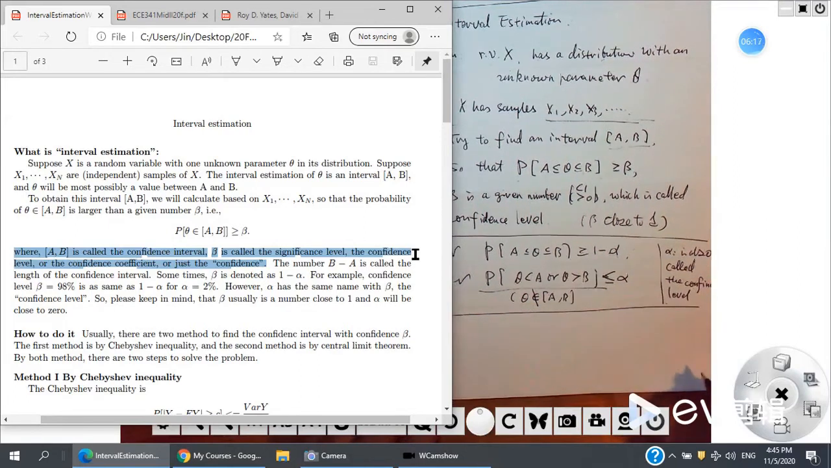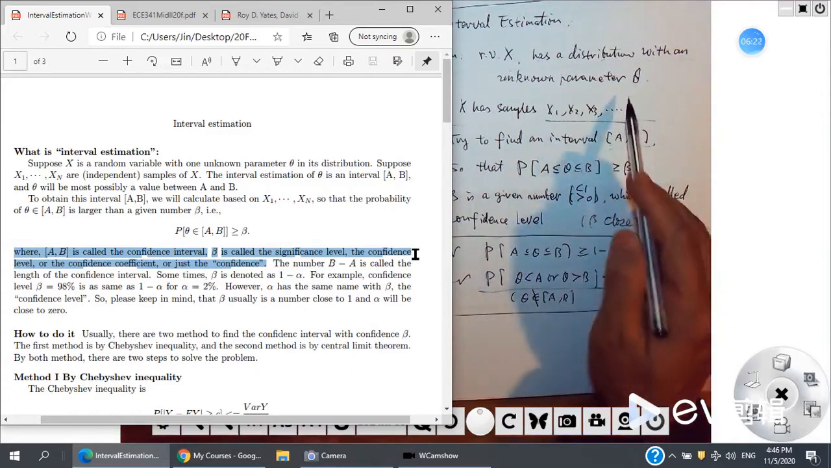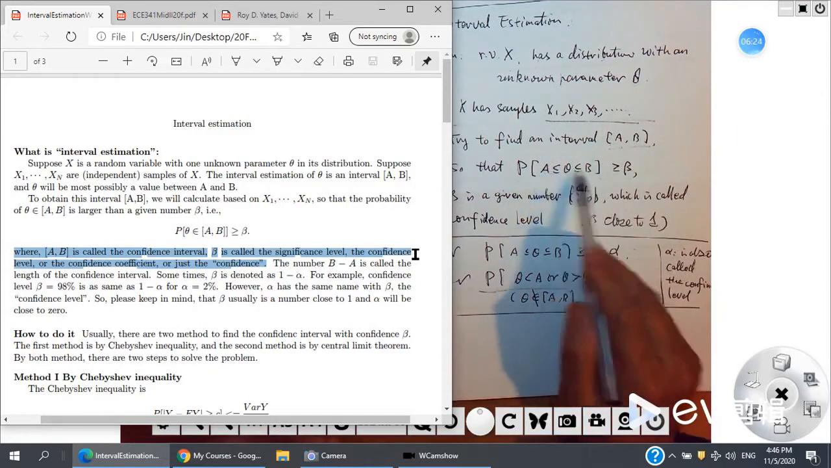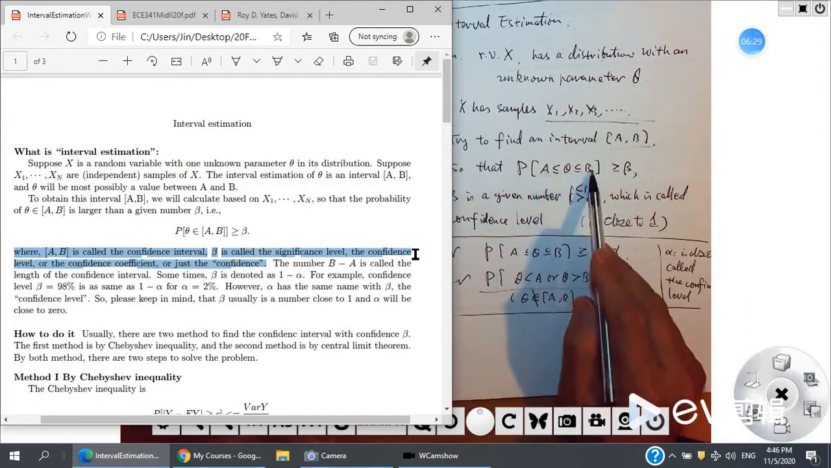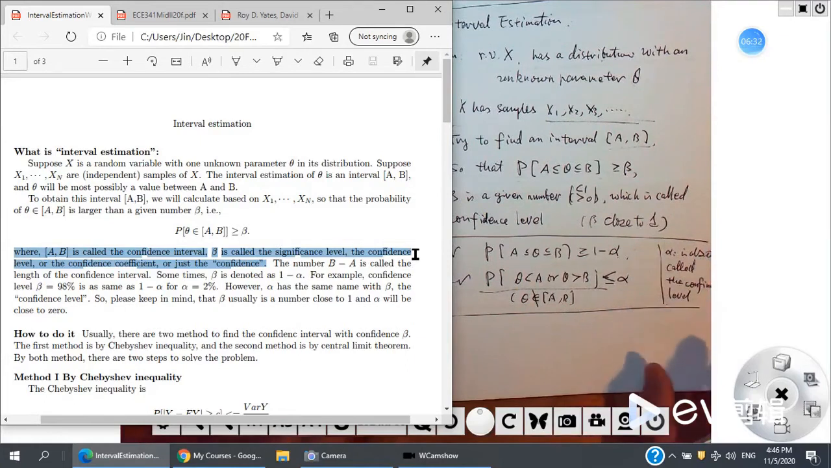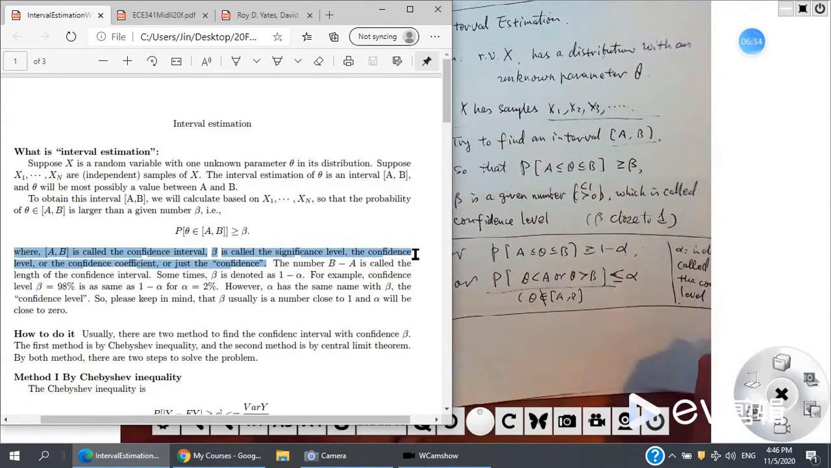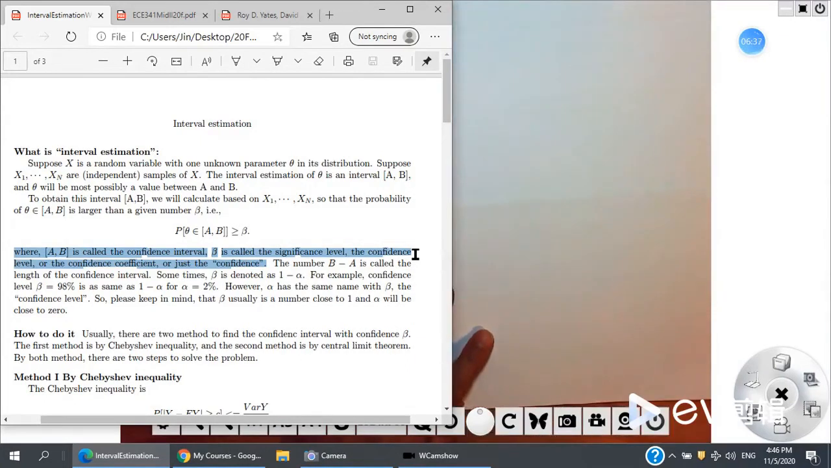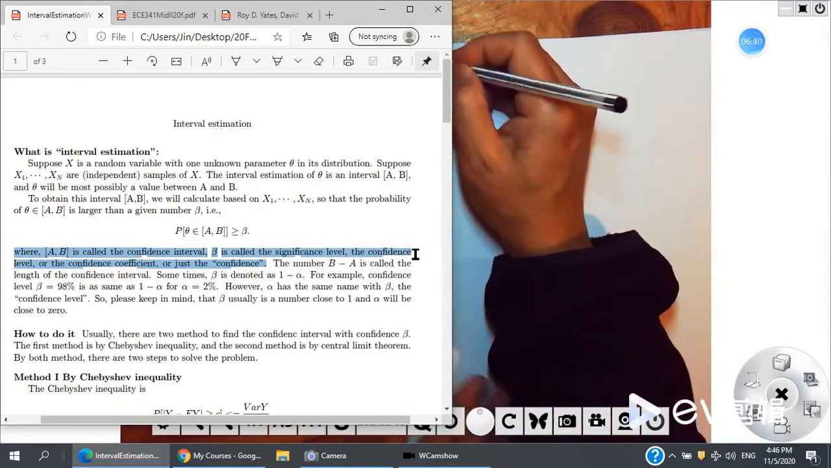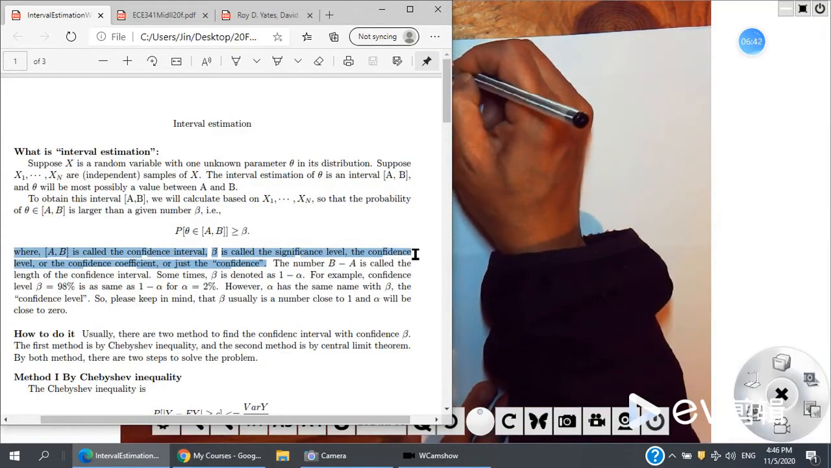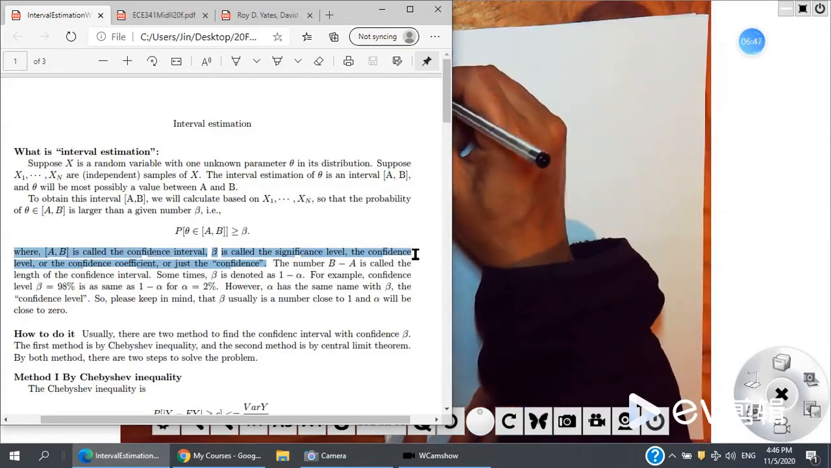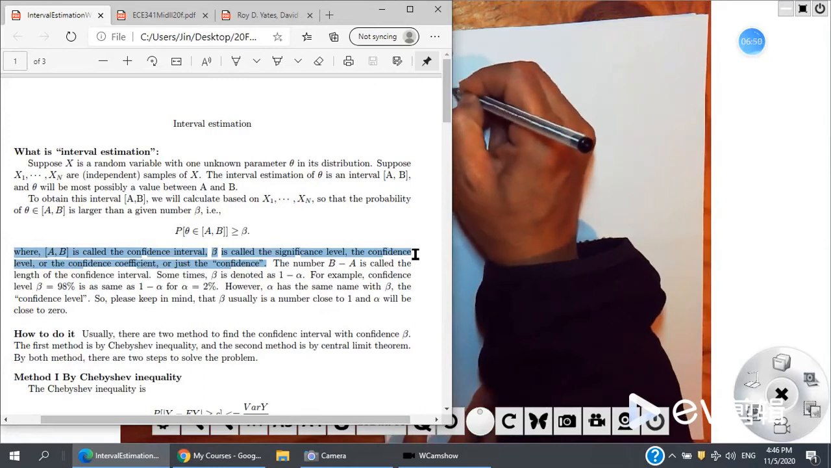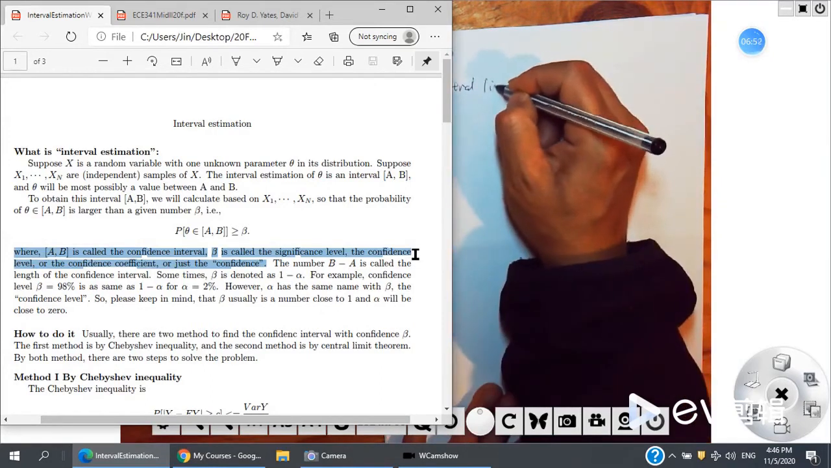Okay. Alright. So the problem is just like this. You have a parameter. You want to find the interval, and you have a big probability that theta will be between these A and B. Okay. Then how to do it? How to do it? We need to use the central limit theorem.